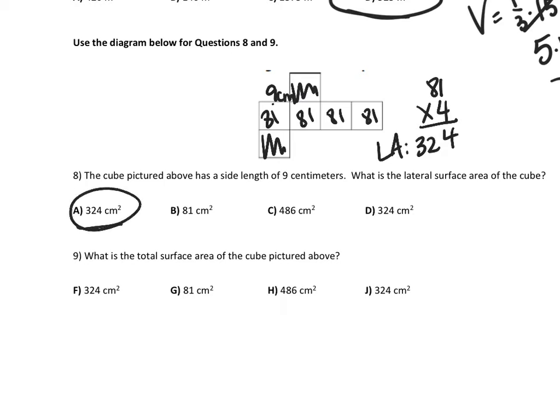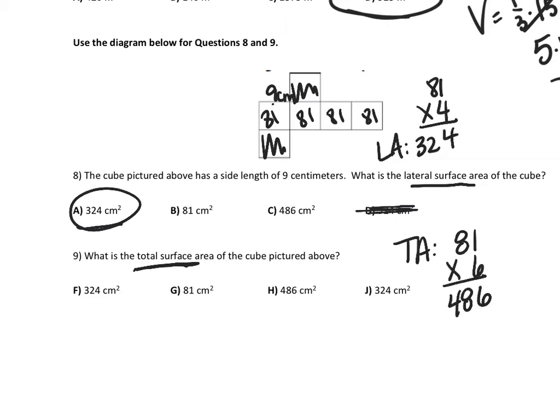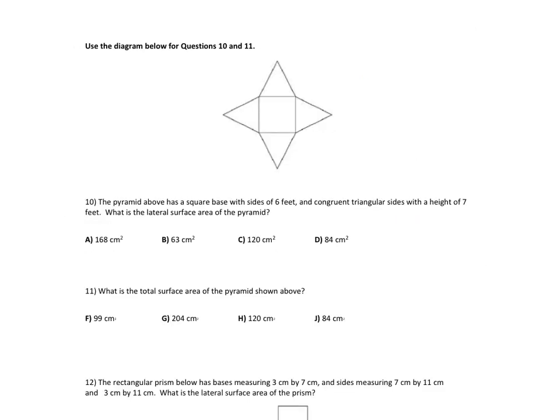Your total is just going to be all 6 sides. So you're going to take 81 and then multiply it by 6. Yeah, that's this total one right here. This is lateral. This is total. Oh, I'm sure it's just a mess up. Don't worry about it. Okay, it doesn't matter. You can pick A or D. So total surface area would be 81 times 6, which is answer choice H.